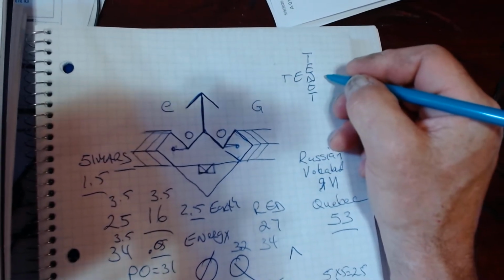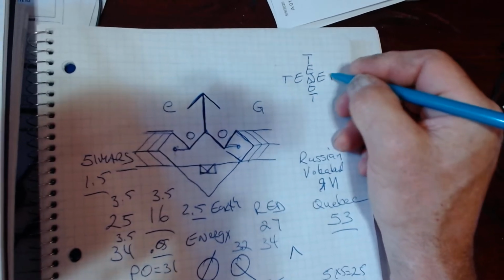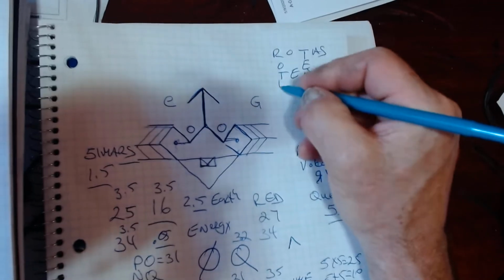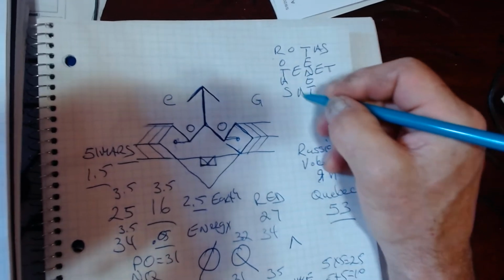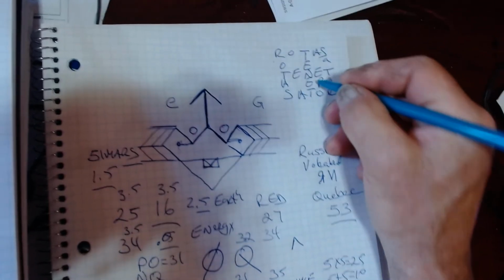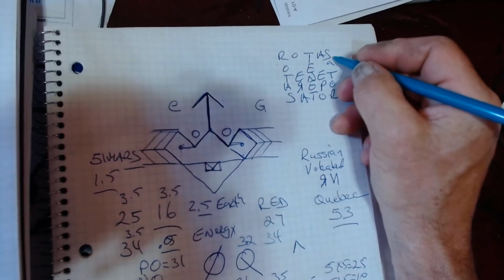Tenet, or is it Tenant? And this is Rotas, Rotus, Sator, and this is Opera, and this is Opera.